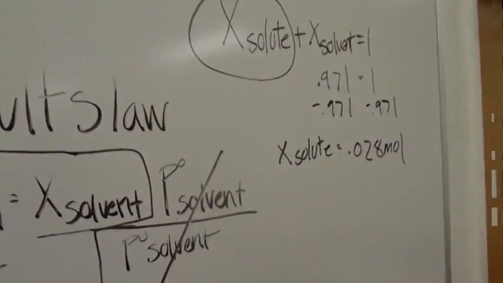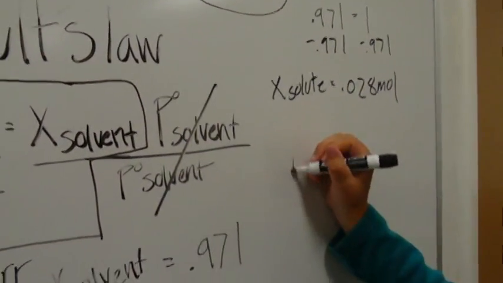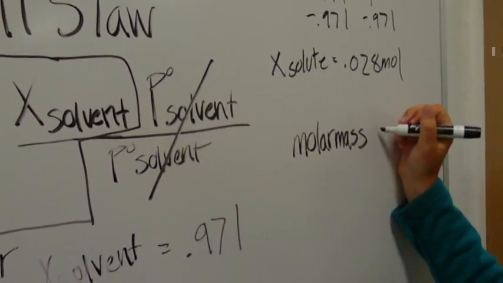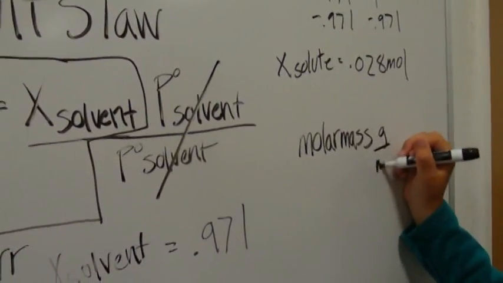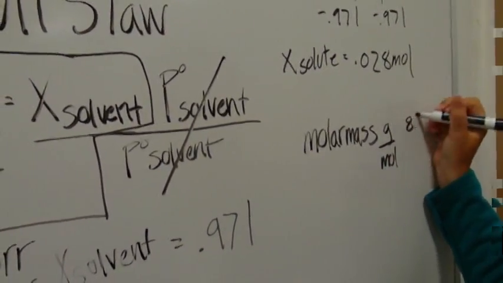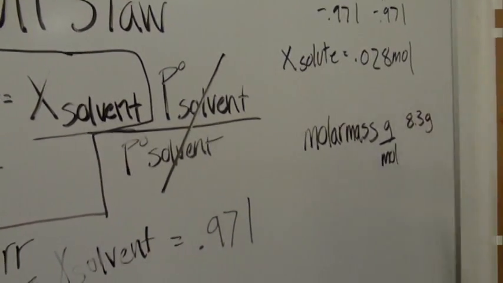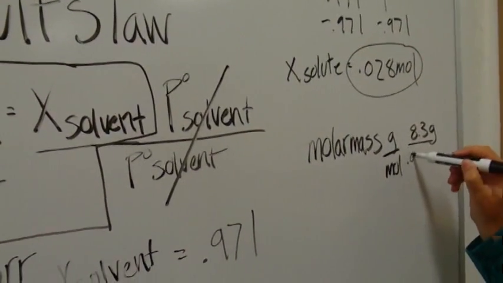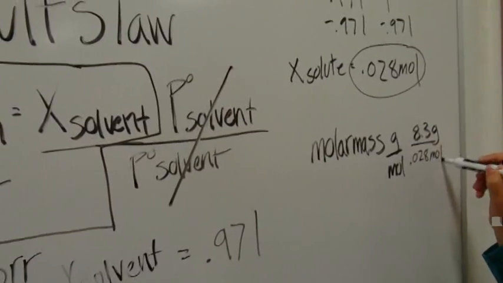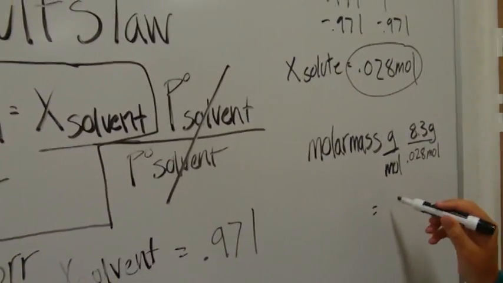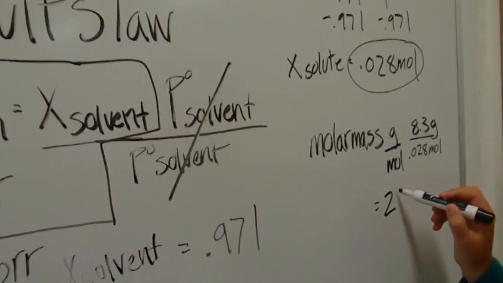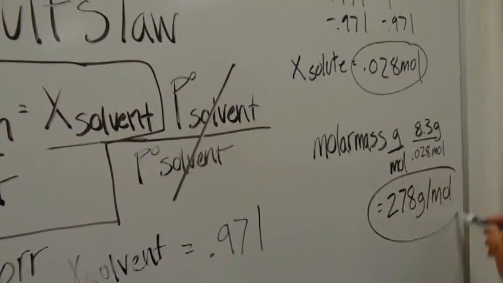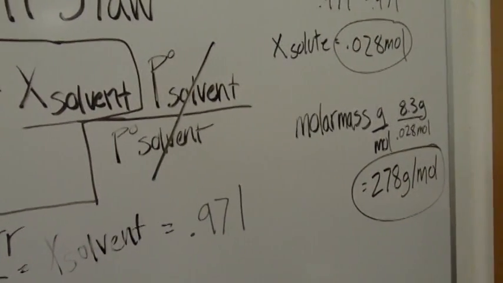And from there, we're going to solve for the molar mass. And remember, molar mass is always going to have units grams per mole. And they tell us that we have 8.3 grams. And just dividing out, we're working with 0.0821 moles. We can get the molar mass, which will equal 278 grams per mole. And that is the answer for part C. The end.